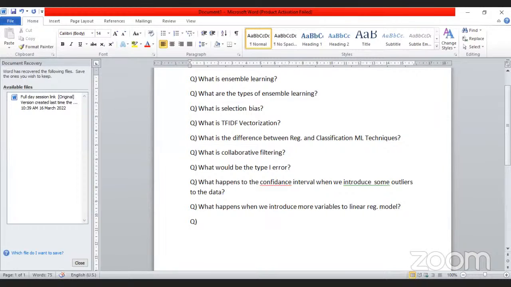What is the relationship between significance level and confidence level? Try to give an answer for this question. What is the difference between significance level and confidence level? Okay, try to give an answer in the chat window if you know what the significance level is and what the confidence level is, at least. Then we can find out the difference.